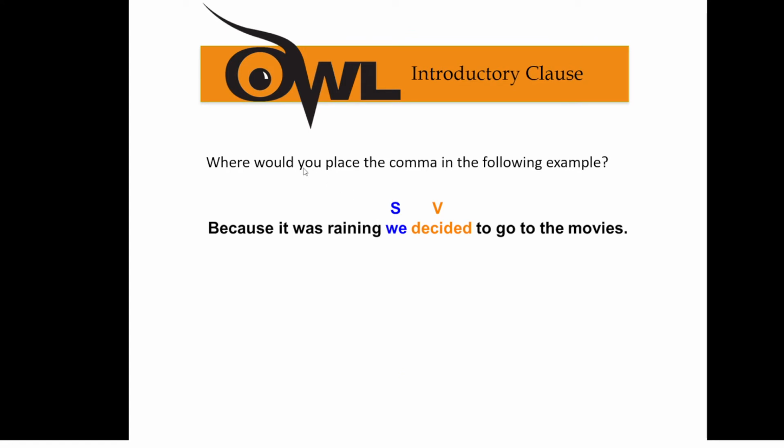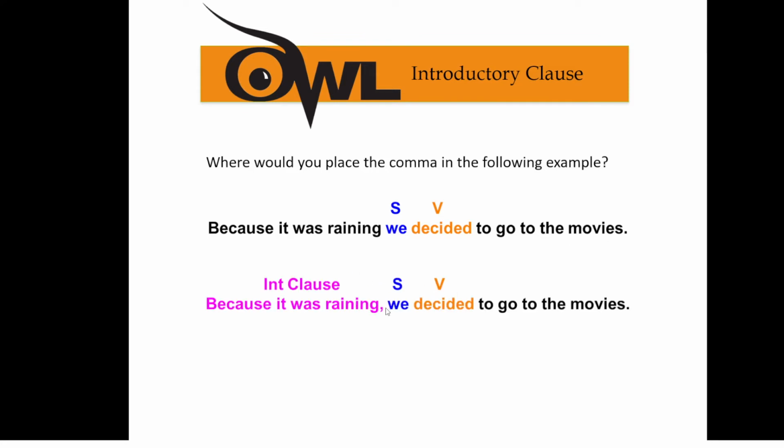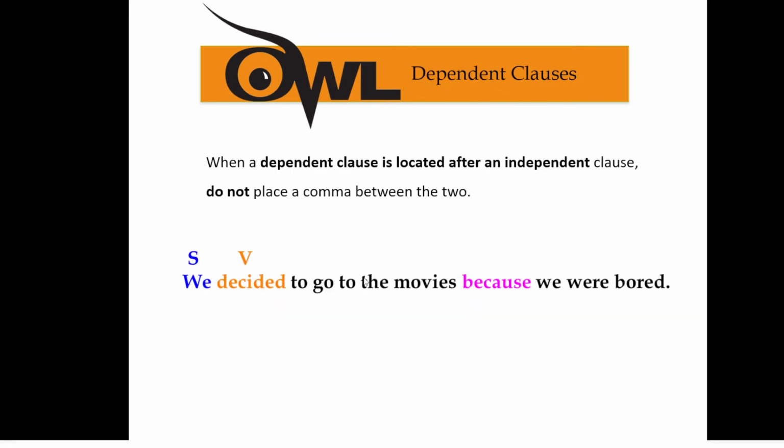So an example here should be pretty easy based on what we just talked about. "Because it was raining," there's my marker of a dependent clause. I know that this is a dependent clause. "We decided to go to the movies." We know that we need to connect these with a comma. "Because it was raining, we decided to go to the movies." They call it an introductory clause because it's at the start. An introductory clause is a dependent clause at the start of a sentence, but just keep it simple. This is a dependent clause at the start of the sentence, so we're going to put a comma.